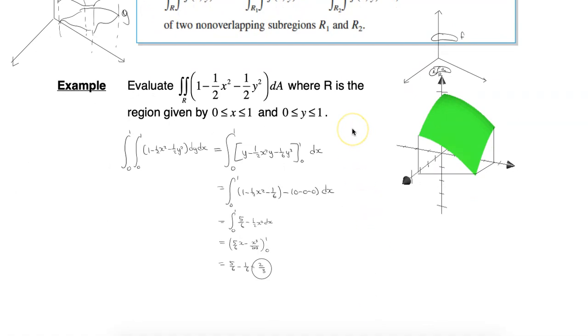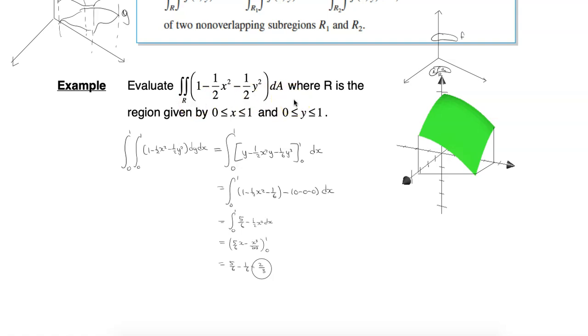So, example, evaluate the double integral on the region R given by x between 0 and 1 and y between 0 and 1. This will yield the volume under the surface of the function z equals 1 minus 1/2 x squared minus 1/2 y squared. In the previous section, we saw that the double integral yields the area of the region, and now I'm saying that the double integral is going to give me the volume.